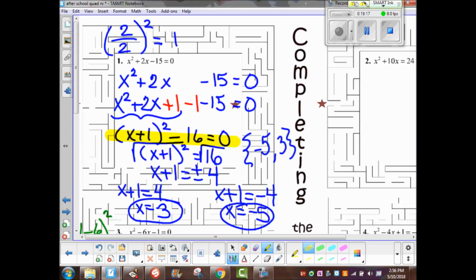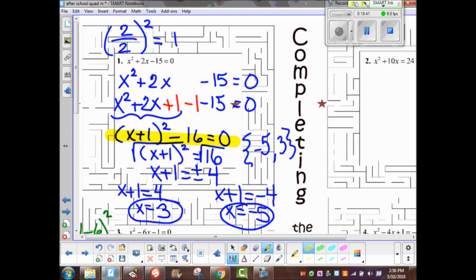Anything else? Brendan? If they left it in the radical form, would you solve it to the nearest? Only if it asks you. If it asks you to the nearest 10th, nearest 100th, go to your calculator. If not, leave it in radical form because that's the exact answer, because there was no rounding that occurred. What else?